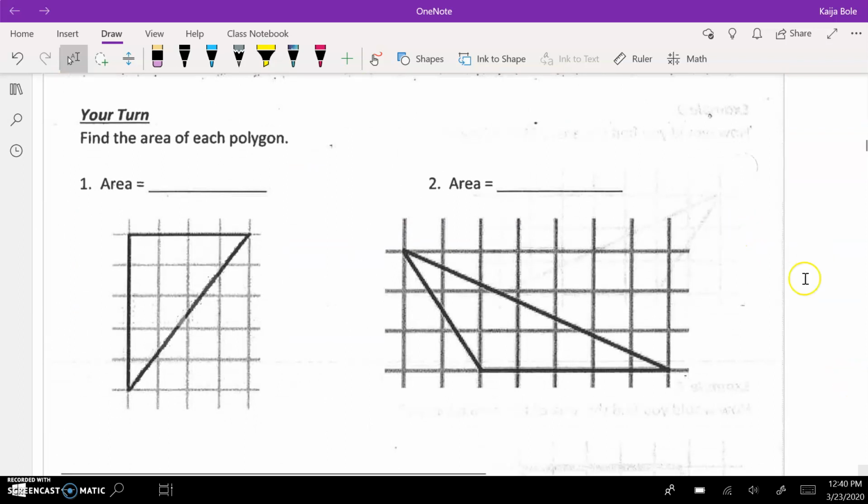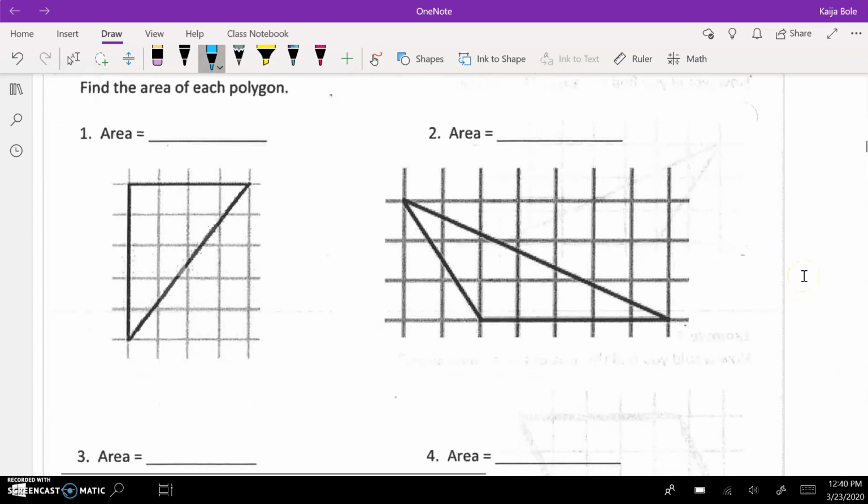All right, so here in number 1, we've got a triangle. So again, I need to box it off. So I'm going to take it, I'm going to box it off here. But then I only want this shaded part on the top side.